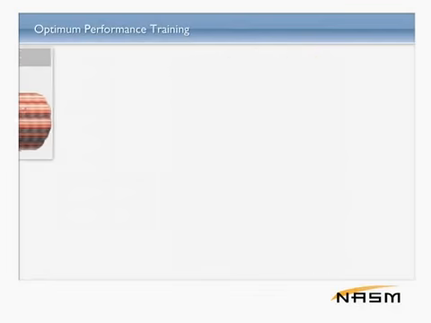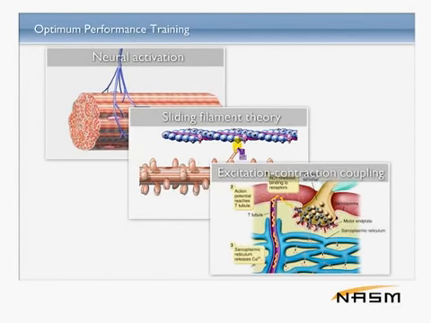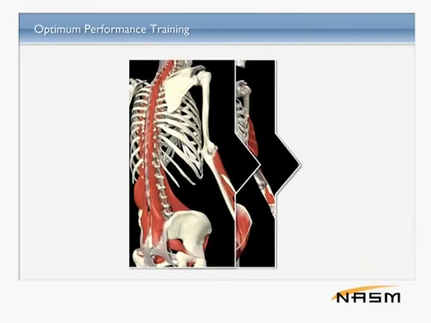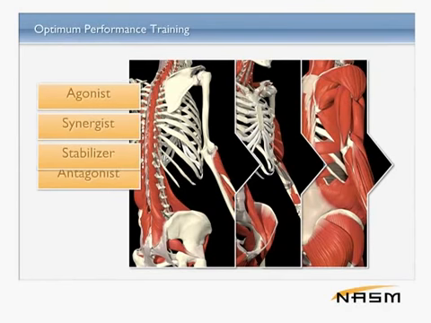Muscles generate force through neural activation, sliding filament theory, and excitation-contraction coupling. Muscles can be categorized based upon their function during a given movement. These categories include agonist, synergist, stabilizer, and antagonist.